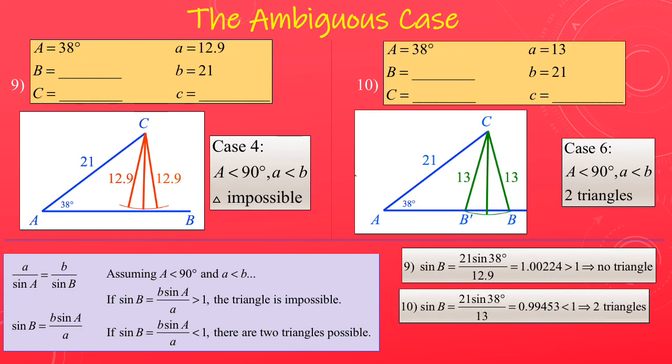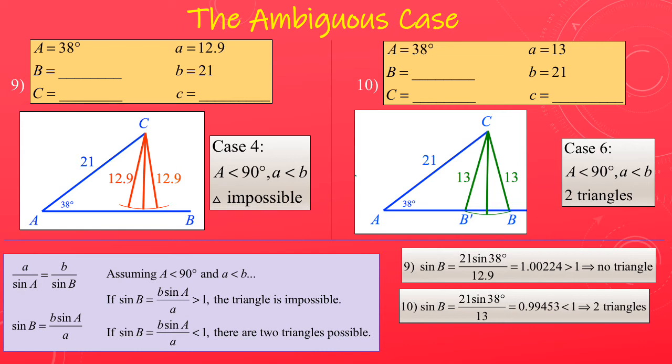In number 10, we look at sine B to be 21 sine 38 degrees over 13. And now we get 0.99453, and that is less than 1. That tells us that we have two triangles possible.